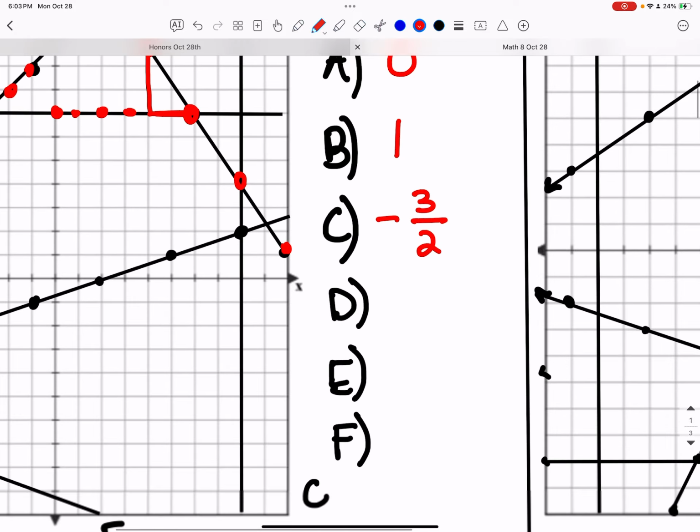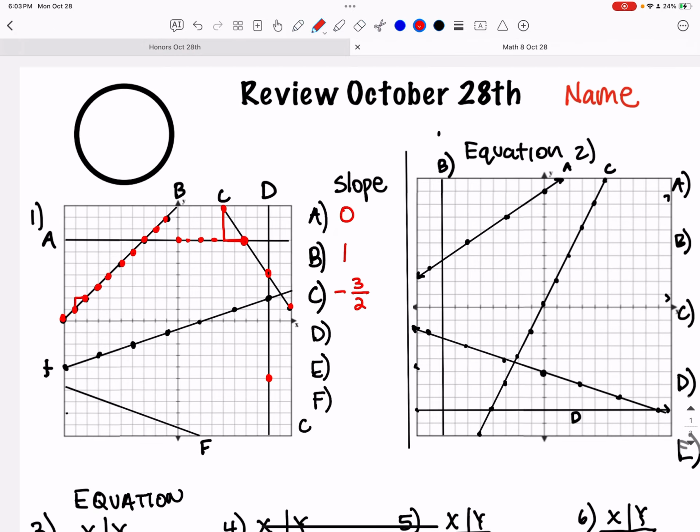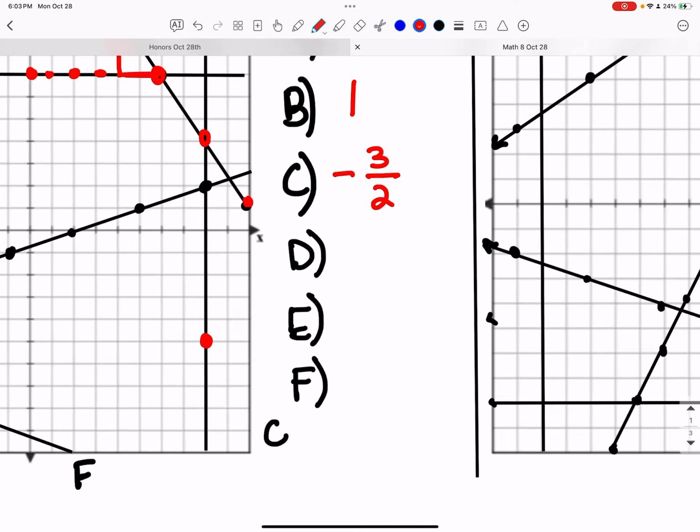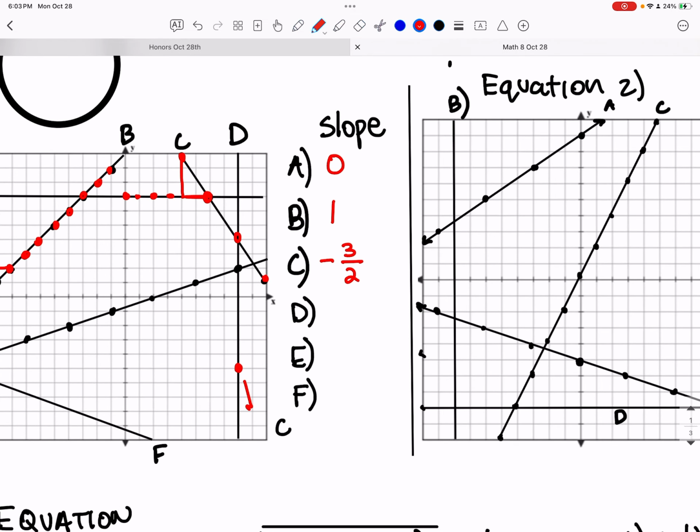D is the one that's undefined, because if I touch, here's D, right? Anywhere on that line is D. Tomorrow, I don't know if he went up or down. Did he go down tomorrow? Did he stay the same? Did he get better? I don't know. He never exists tomorrow. He never moves to tomorrow. So I don't know if he's getting better or worse or doing nothing. He's stuck in time. He's undefined.